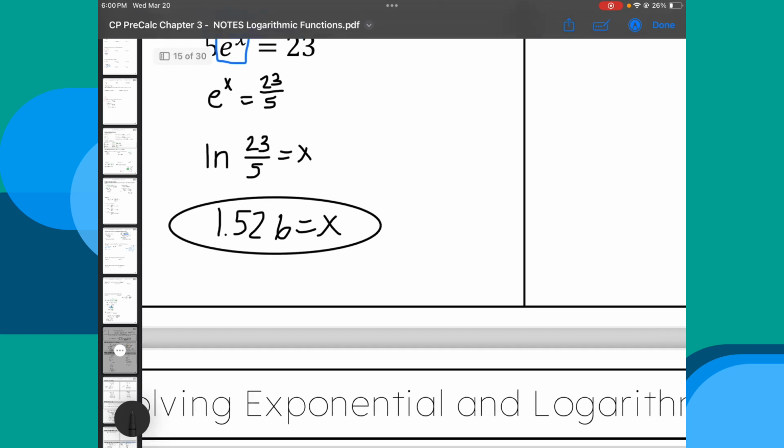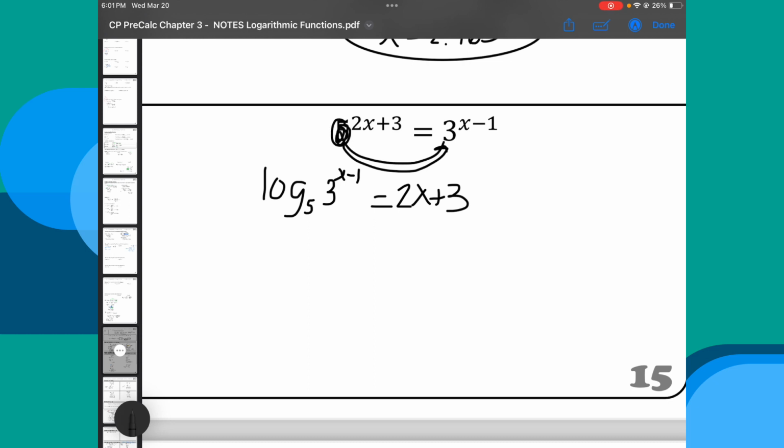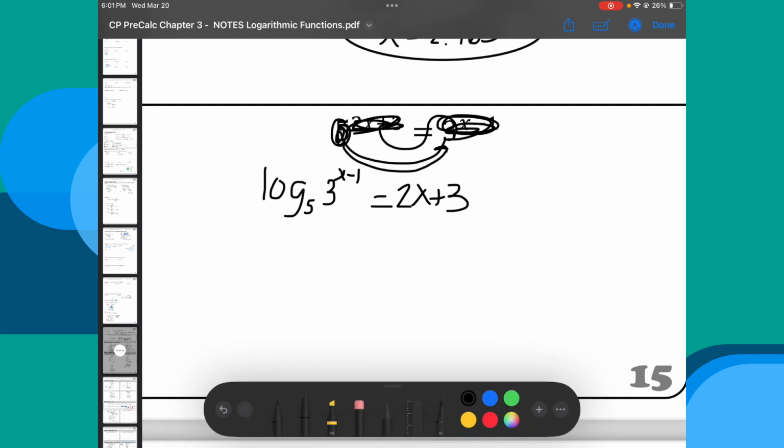All right, and then lastly, the most difficult one. Here we have a base of 5 and a base of 3. Can't rewrite them as each other. So we'll introduce the log. So here we have log base 5 of 3 to the power of x minus 1 is equal to 2x plus 3. So this base raised to all of this is equal to all of that.